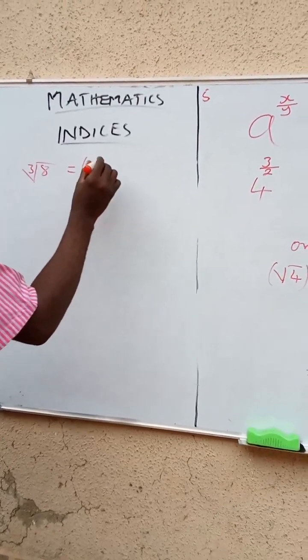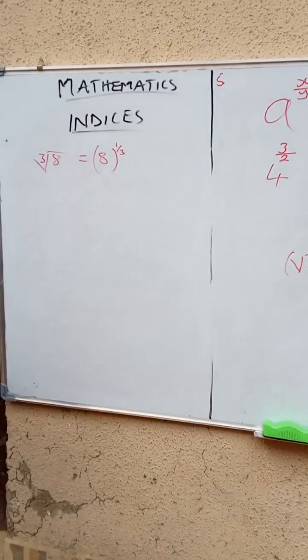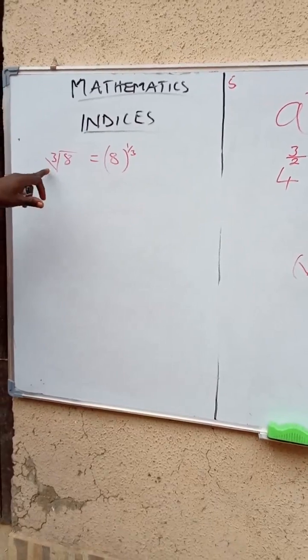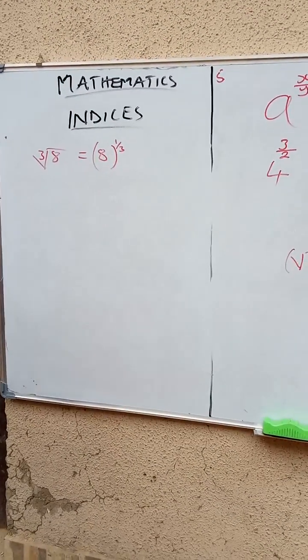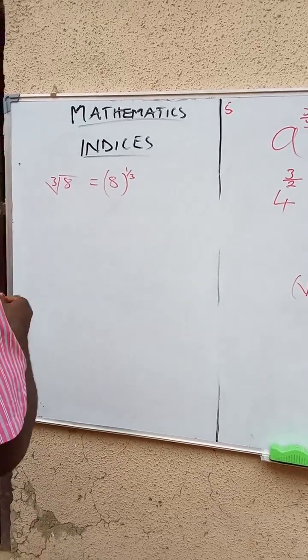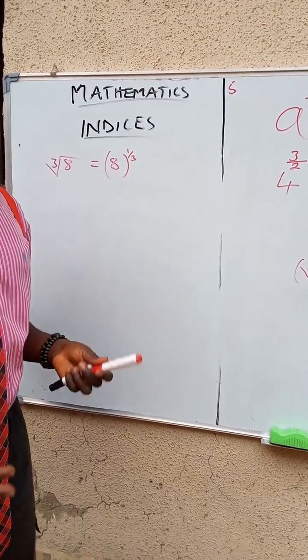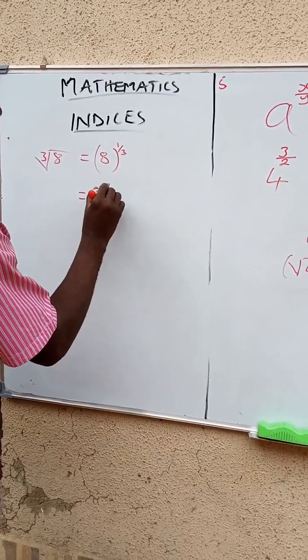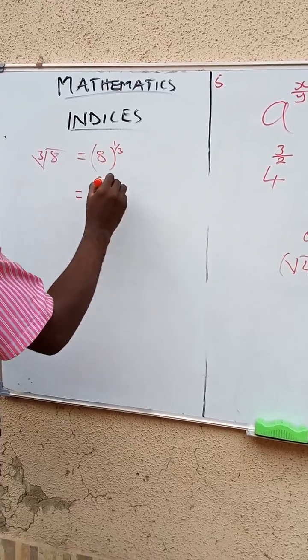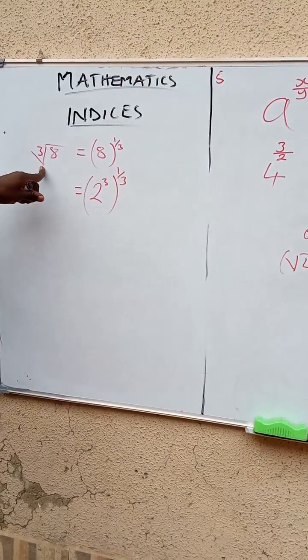8 raised to the power of 1 over 3. The cube root, instead of writing it that way, I'll decide to write it in this form so that I can use indices for me not to disturb myself. And 2 raised to the power of 3: 2 times 2 is 4, 4 times 2 is 8. So 2 raised to the power of 3 will give me 8. So 1 over 3, which is this cube root.